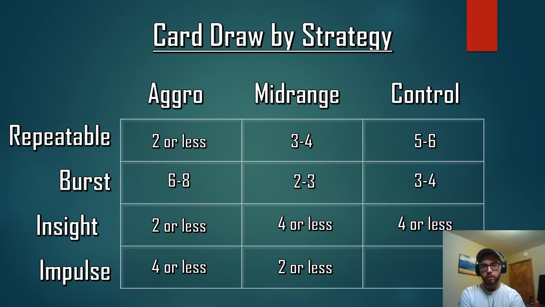Insight, I would say 4 or less, same thing as midrange. We talked about that already. And then Impulse, same thing, 2 or less. The only thing you'd really want in a control deck that's impulse draw is if it's somehow connected to a win condition. Like if you were going to play... no, I can't really think of it. So yeah, less impulse draw in a control strategy.